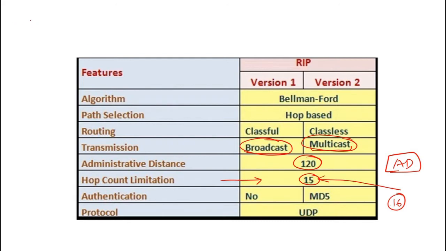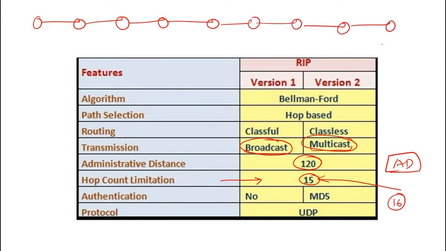So in fact, 15 hops means that suppose you have one router, another router, one hop, two hops, three hops, 4, 5, 6, 7, 8, 9, 10, 11, 12, 13, 14, 15, right? So that's how it goes up to this point. After that, the traffic will be dropped. Just hold on, guys.